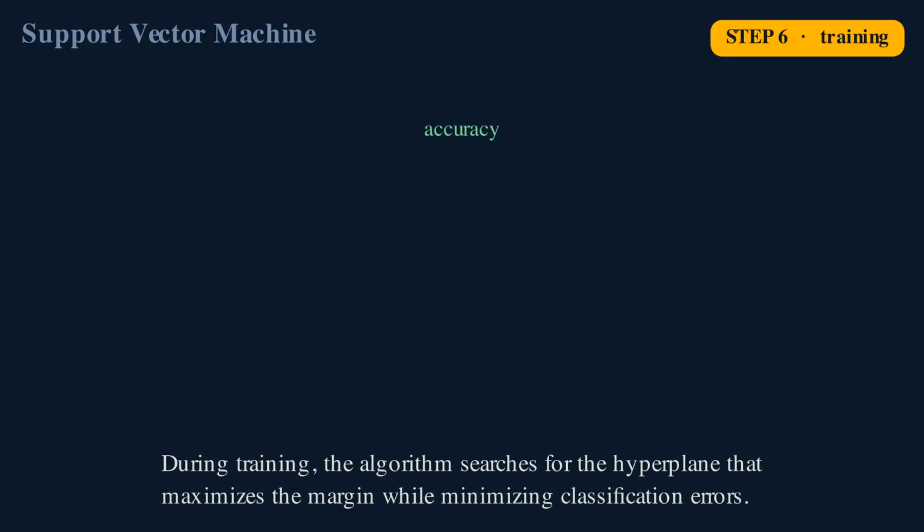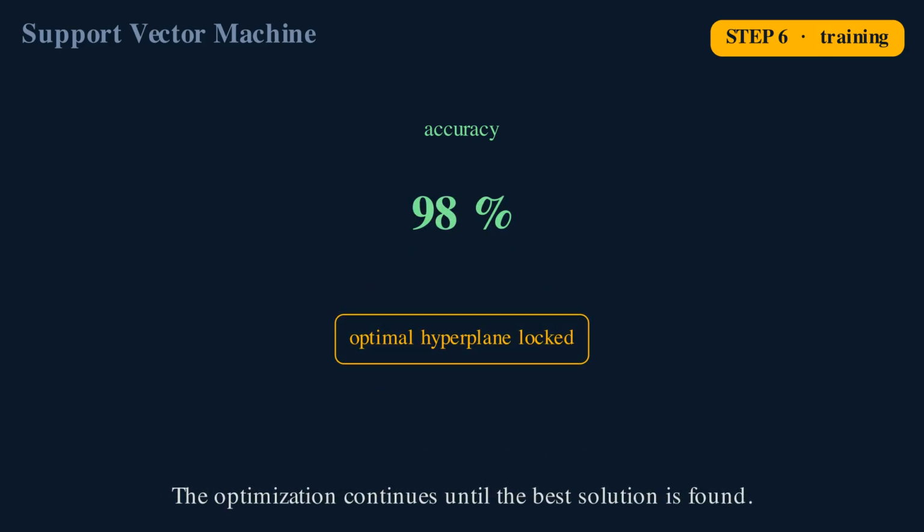During training, the algorithm searches for the hyperplane that maximizes the margin while minimizing classification errors. The optimization continues until the best solution is found.